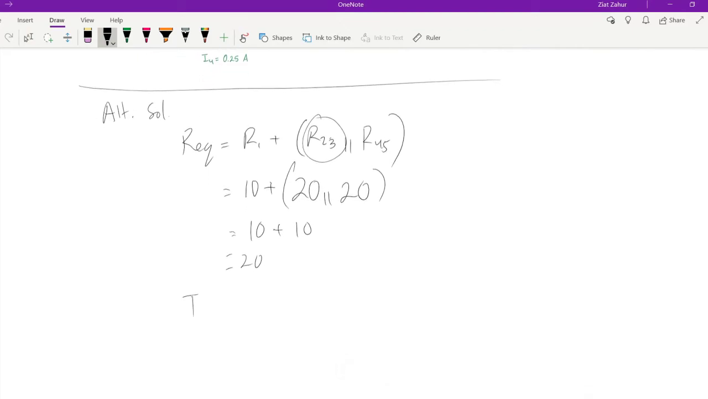Which means I total is V total over R equivalent, which gives us 10 volts over 20.